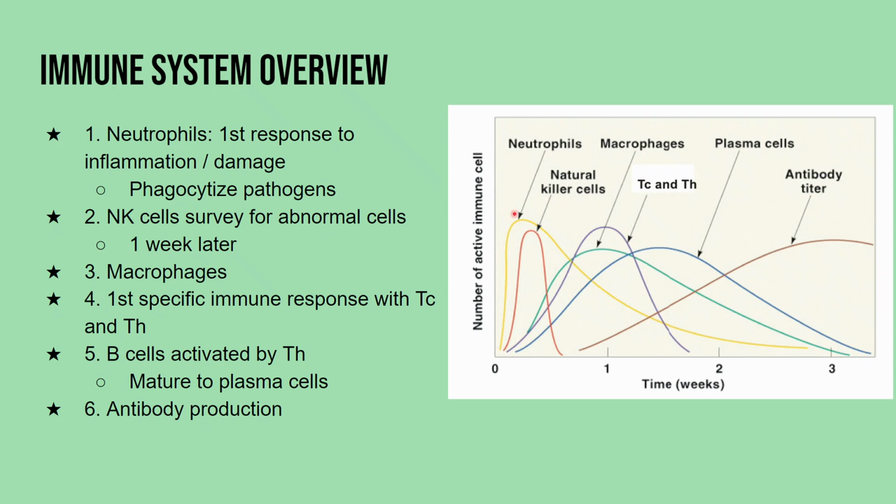And then B cells are activated by the helper T cells. They mature to plasma cells, release antibodies specific to the pathogen, and then the antibodies also help attack the pathogen. And along the way, we get some memory T cells formed. So next time the pathogen comes in, we can more quickly initiate that response and fight the infection.